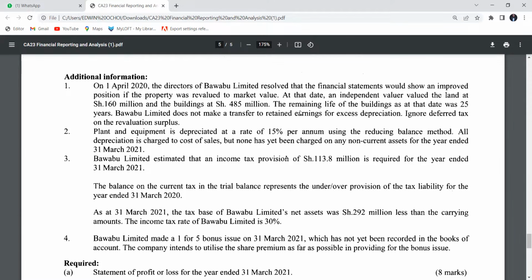So this is just revaluation. We'll check for revaluation gain because they did a valuation of those assets. So there was a valuation which was done, and we need to check if there is a revaluation gain or loss.